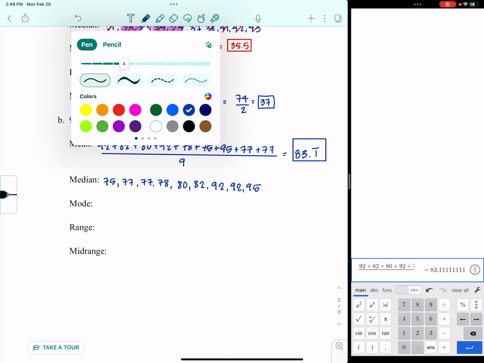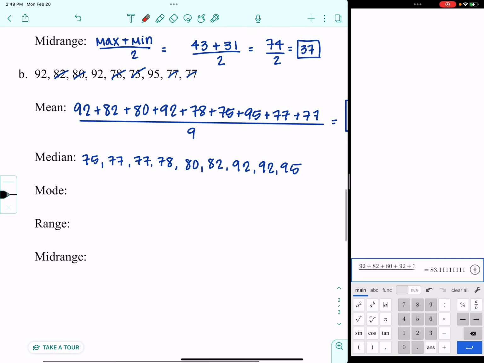So I'm going to start from the front and take off one from the front and one from the back. This time, I ended up with only one median. Since it's the only one, we don't have to average it. We just leave it like it is.